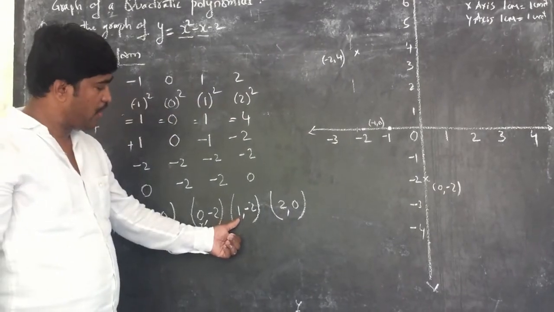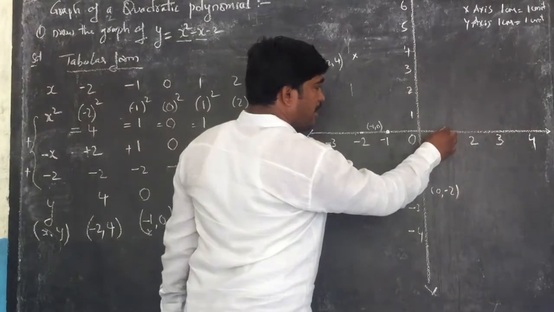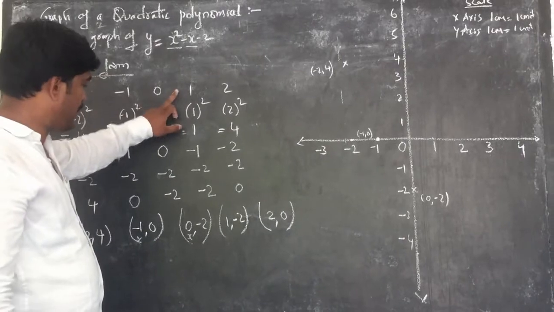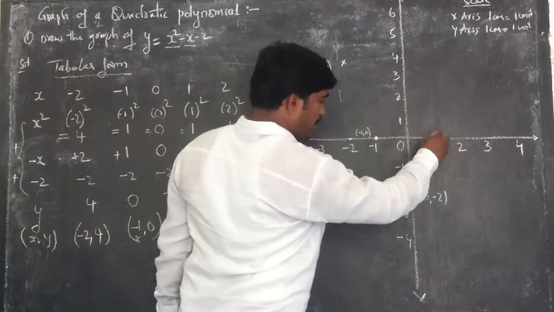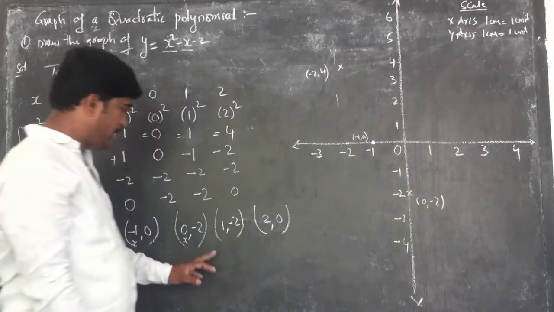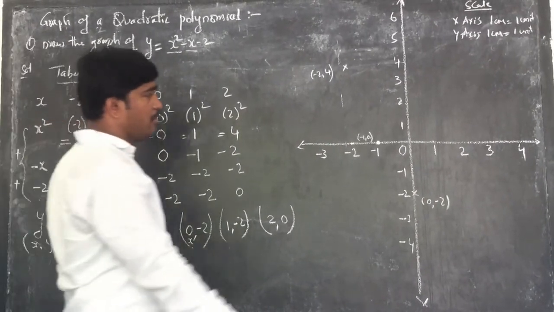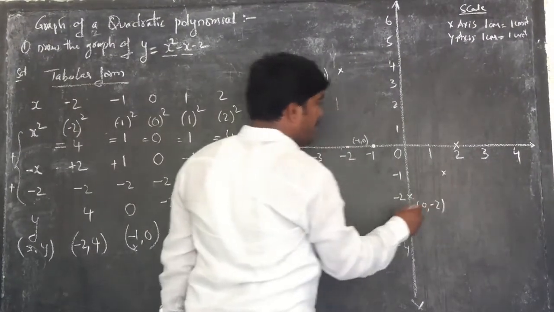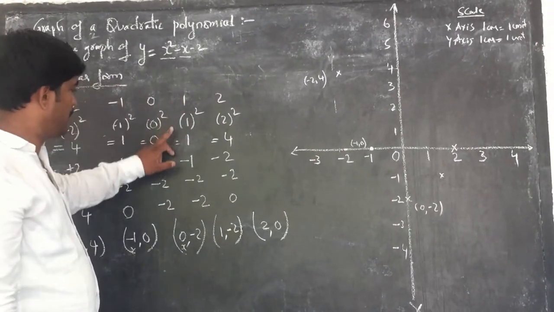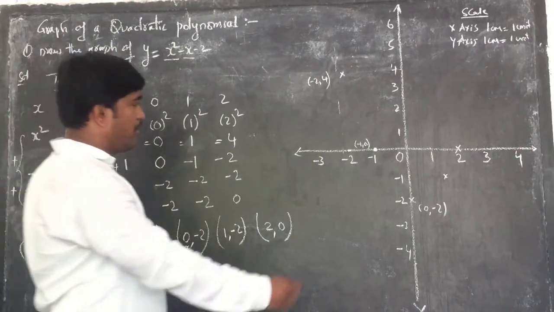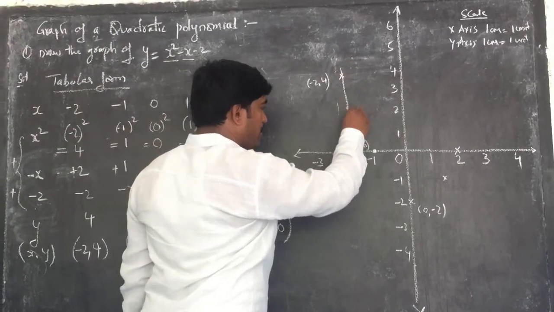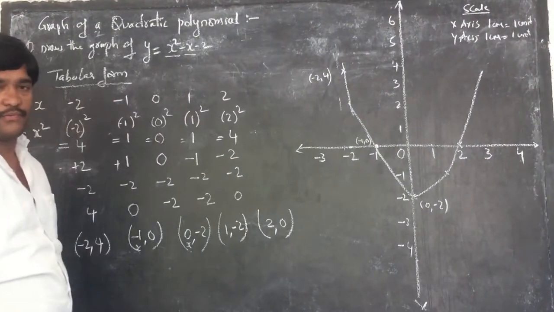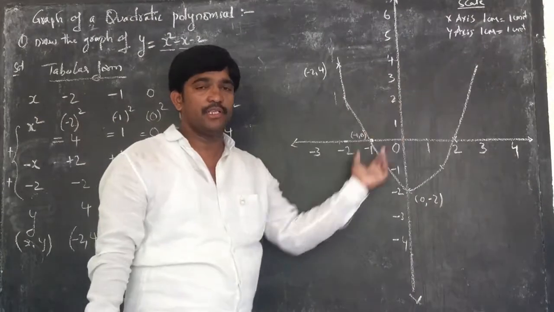Now what is the next point? 1 comma minus 2. This is the 1 and this is the minus 2. The next is 2 and 0. Now this is 2 as well as 0. Here the points are placed roughly. Now if I join all these points by hand, this may be the shape of the graph that I can obtain.